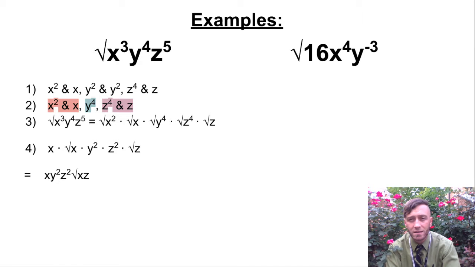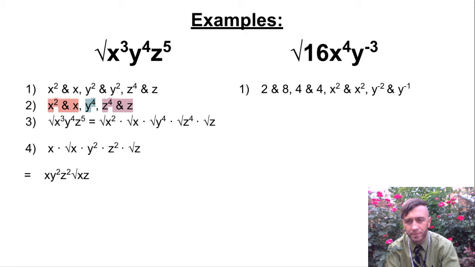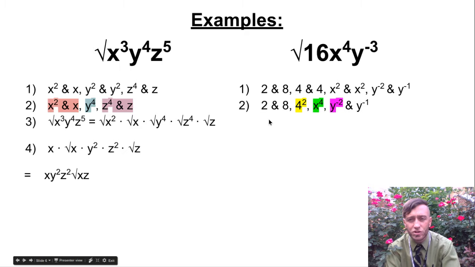I've also got 16 x to the fourth y to the negative third. We didn't talk about negatives. It's okay, just follow the exact same routine. My factors for 16 are going to be 2 and 8, 4 and 4. And then x squared for my x to the fourth. And then y to the negative 2 and y to the negative 1 are going to be my factors for y to the negative 3. Okay? Pick which ones show me perfect squares.